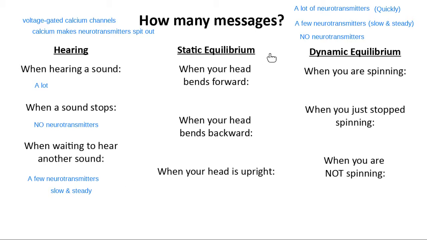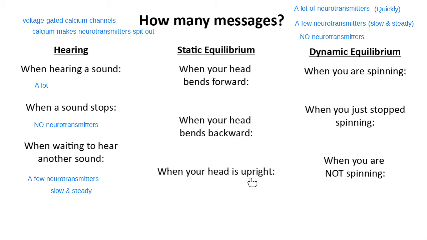When we talk about balance or equilibrium, it also has to do with the rate that we spit out neurotransmitters. When we talk about static equilibrium, remember that this is the kind of balance that's relative to gravity. So you pulling forward or pulling backwards, this is the kind of thing that static equilibrium detects. Theoretically, most of the time you're holding your head upright. Usually your head is facing forward, it's not falling forwards or backwards.